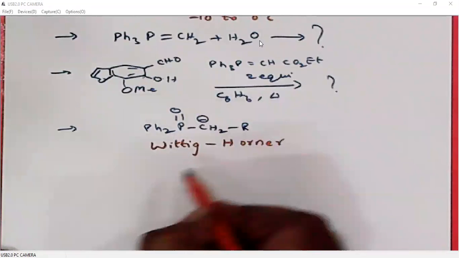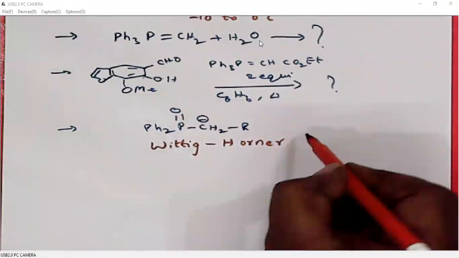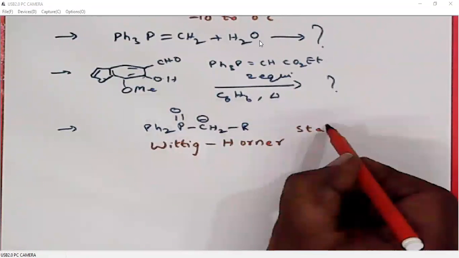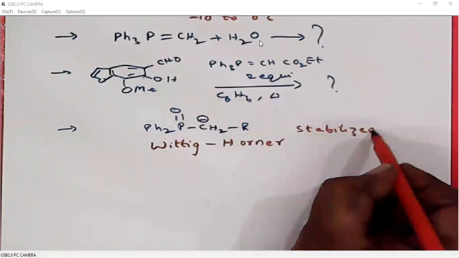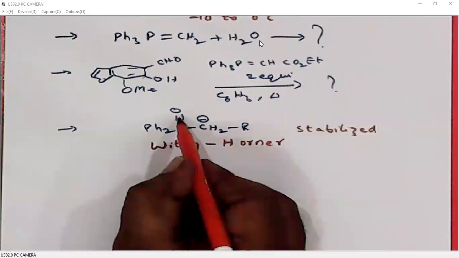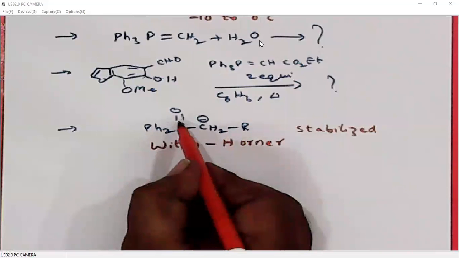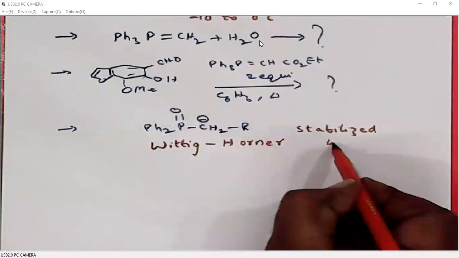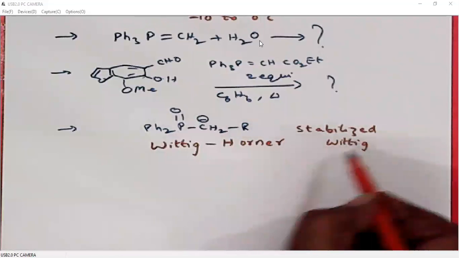This is a Wittig-Horner reagent. It is an example of a stabilized Wittig. Though we have an alkyl group, the phosphorus has oxygen. This is a phosphine oxide, so it is stable. It is an example of a stabilized Wittig.